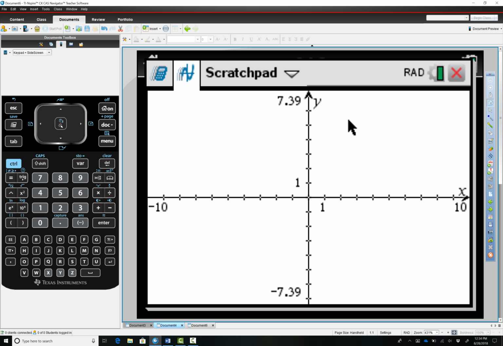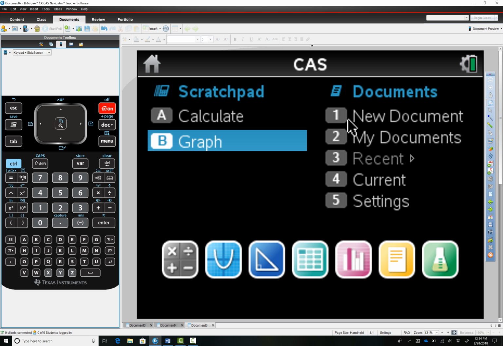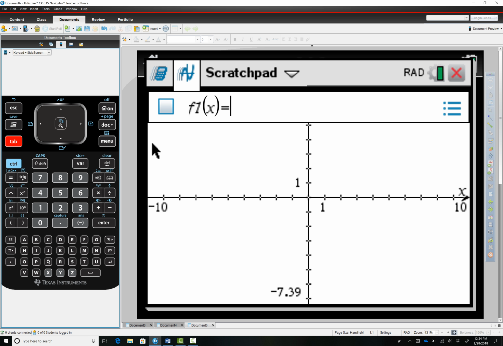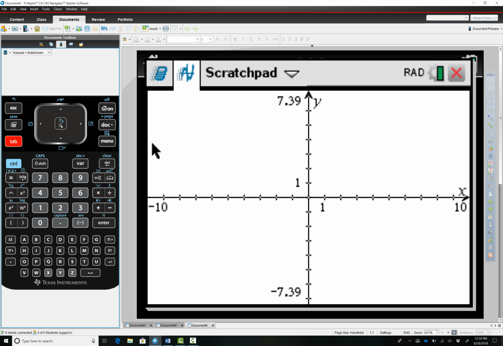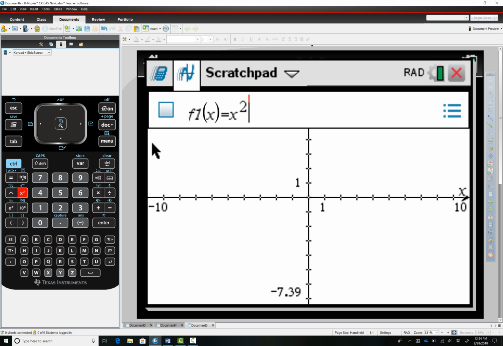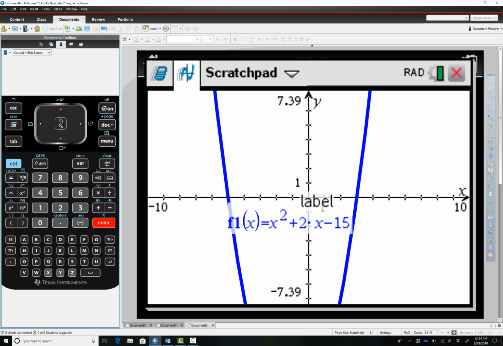So I'm going to go to the calculator and I'm in the Scratchpad, and if I was in the home screen and wanted to get to the Scratchpad, I can hit the letter B here for graph. So I'm going to hit tab and then enter my function. So it's x squared plus 2x minus 15. I'm going to hit enter and it graphs a parabola.